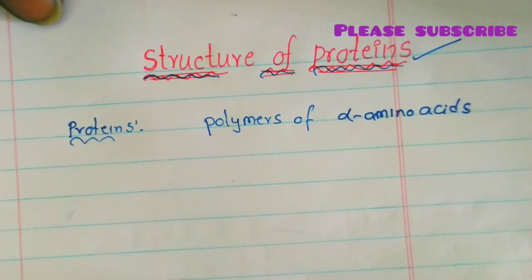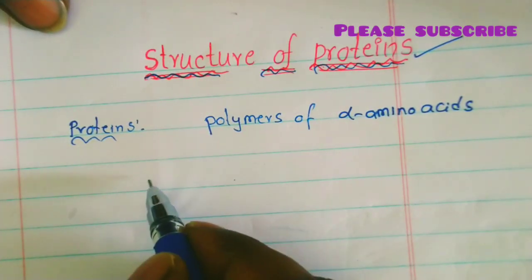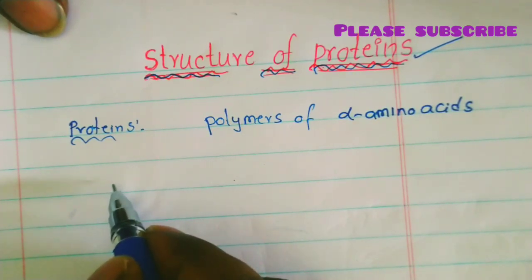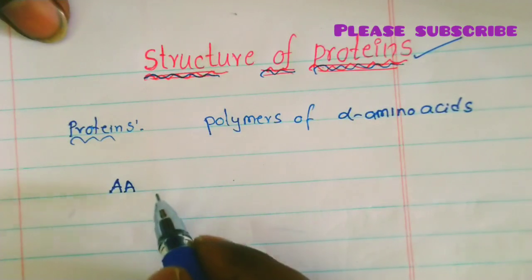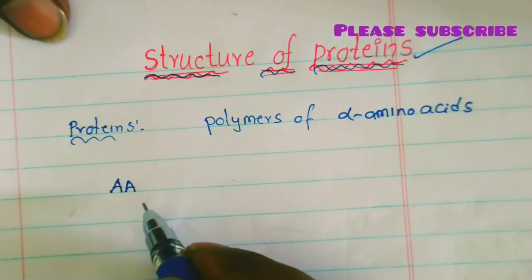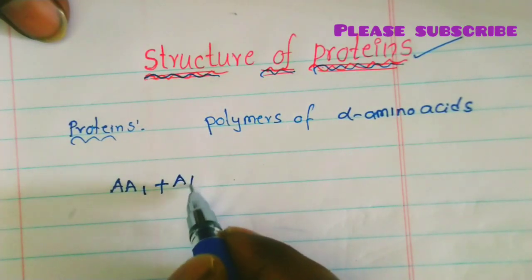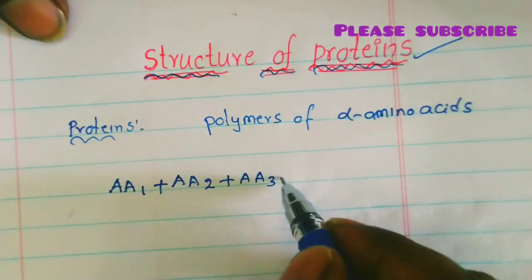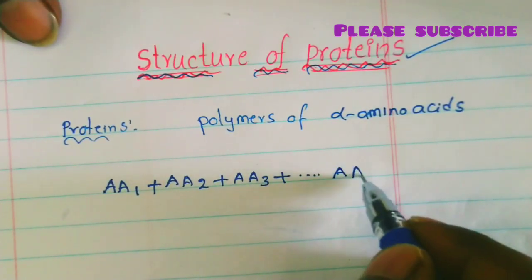Okay, now I will write alpha amino acids as one representation. Suppose I will consider the amino acid as A. The first amino acid is A1, second amino acid is A2, third amino acid is A3. Like that, if you take n number of amino acids, AN.